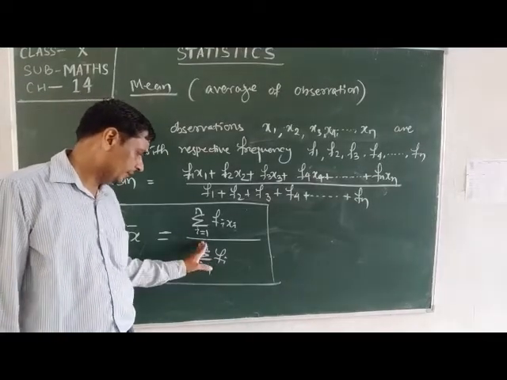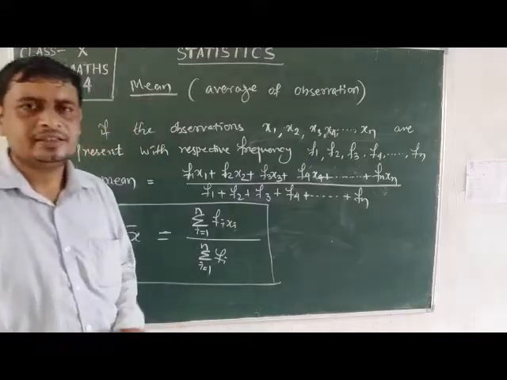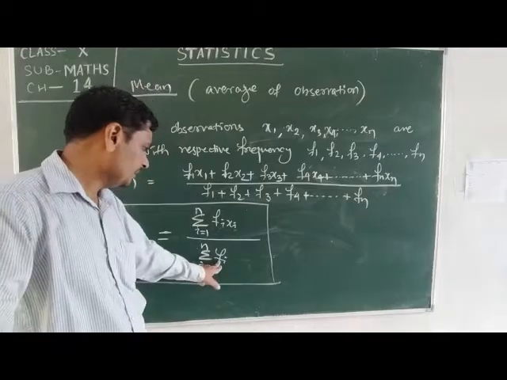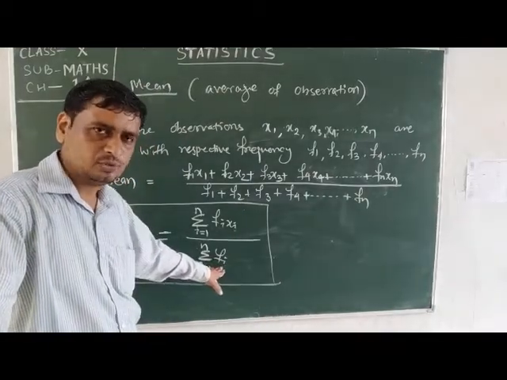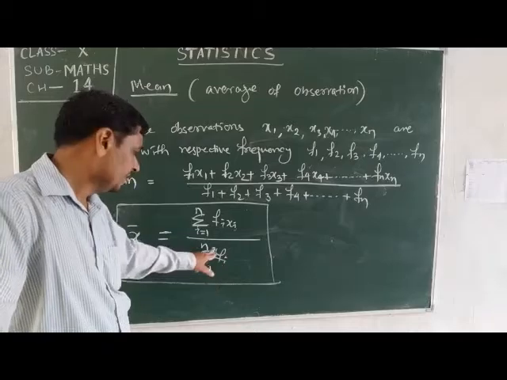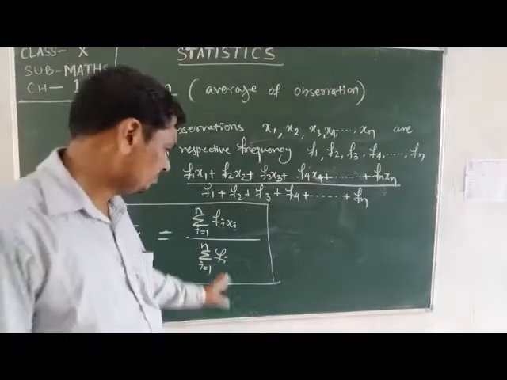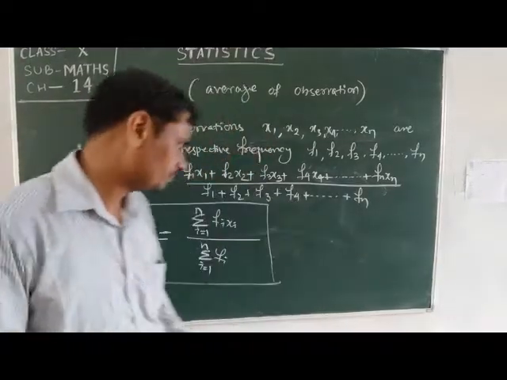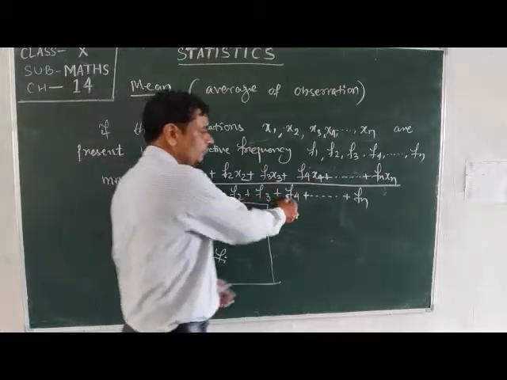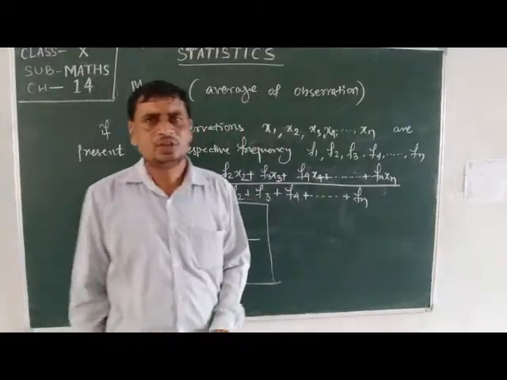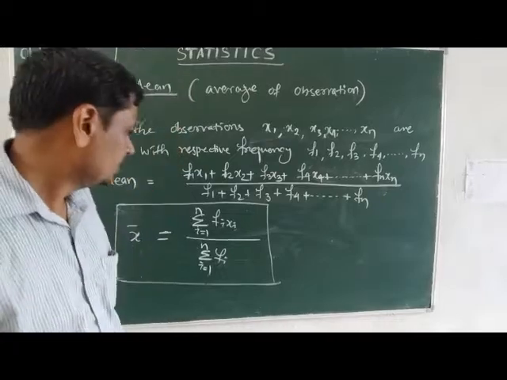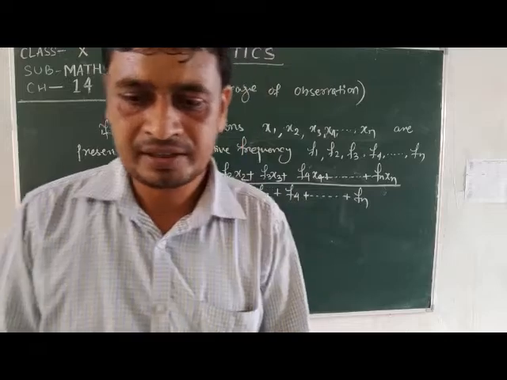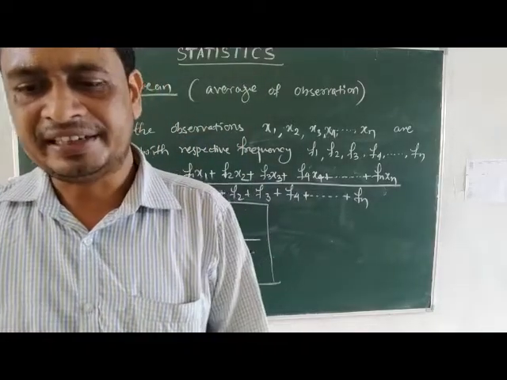i varies from 1 to n, means this i may be taken as 1, 2, 3, 4 like that. When it is 1, it becomes f1. When it is 2, it becomes f2. When it is 3, it becomes f3. Sum of fi means the sum of f1, f2, f3, f4 up to fn, the sum of all these frequencies. So this shows the formula to find the mean of the given data. Next, we will discuss one example.